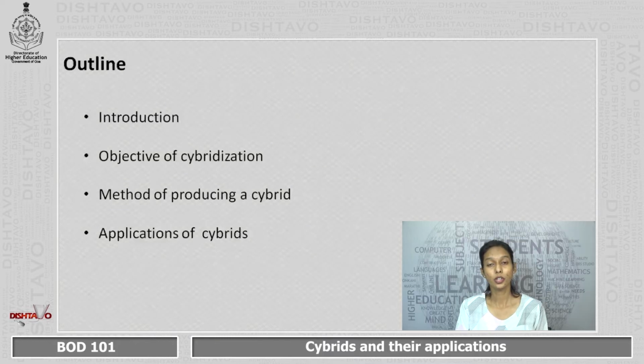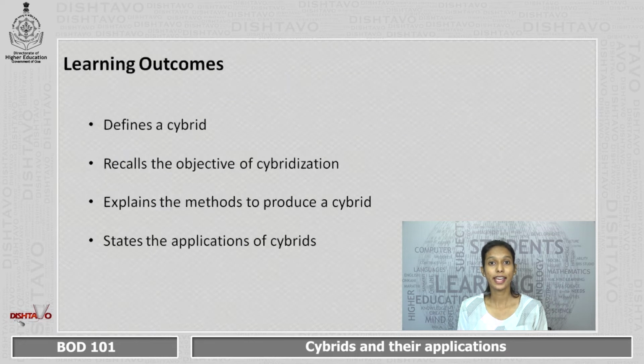In this module, you will learn about cybridization, the objective of cybridization, methods to produce a cybrid and applications of cybrids. By the end of this module, you will be able to define a cybrid, recall the objective of cybridization, explain methods to produce a cybrid, and also state the applications of cybrids.